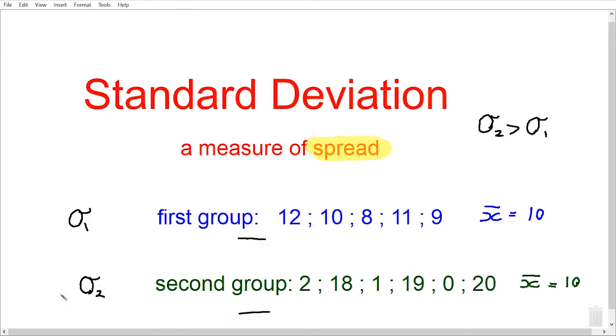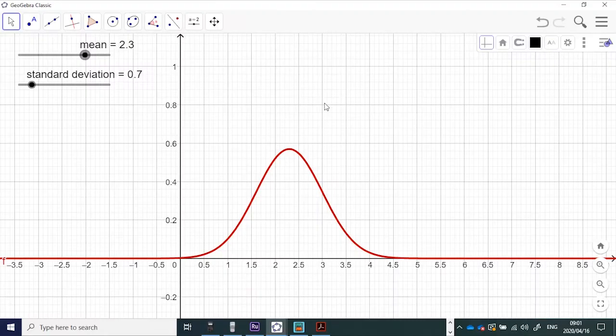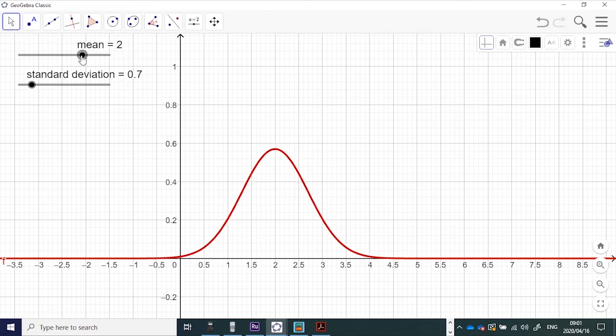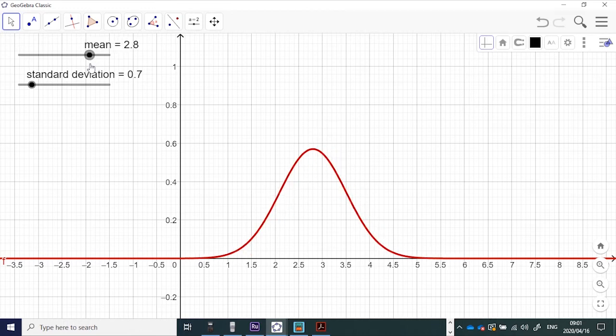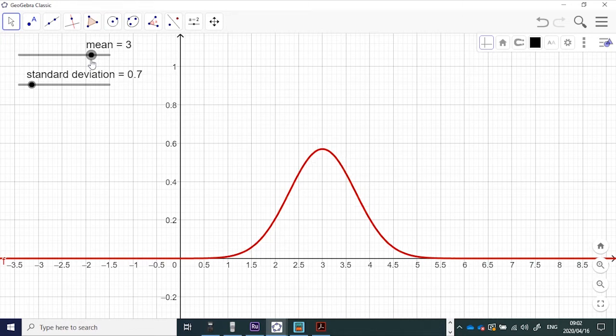Let's work out now how we would calculate standard deviation. Just before we do that, I just want to show you a little simulation which shows a distribution curve for some data. This curve being shown here is what's called a normal distribution curve, and it basically represents the spread of our data. It's got two parameters. One is the mean, and you'll notice that if I change the mean, the curve just moves along. For example, when the mean is 3, that's the most commonly occurring item, and that's how a normal distribution works.